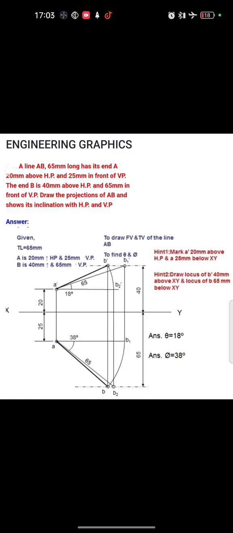First of all, you have to draw XY line. Then you have to draw two horizontal lines 20 and 40 above XY, and then 25 and 65 distance below XY. Okay, now what you have to do, students?